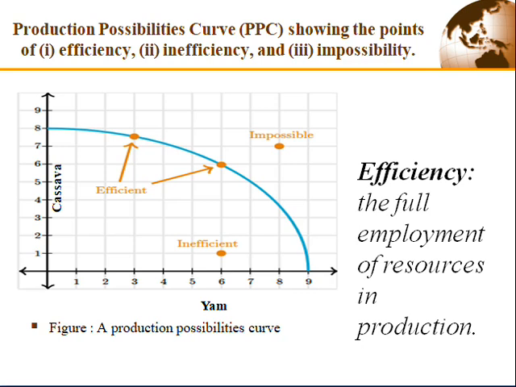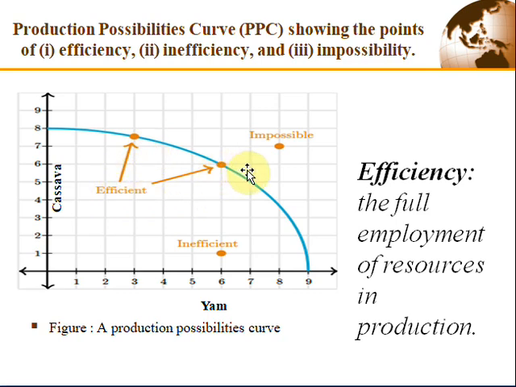Now, if you remember what we said earlier, this good is cassava, and the next one is yam. And this is the resources. If you are producing with all the available resources, your production will be along this curve, which is our production possibility curve. All the things that can possibly be produced with your resources will be on this curve. So once you are producing there, you are at an efficient level of production.